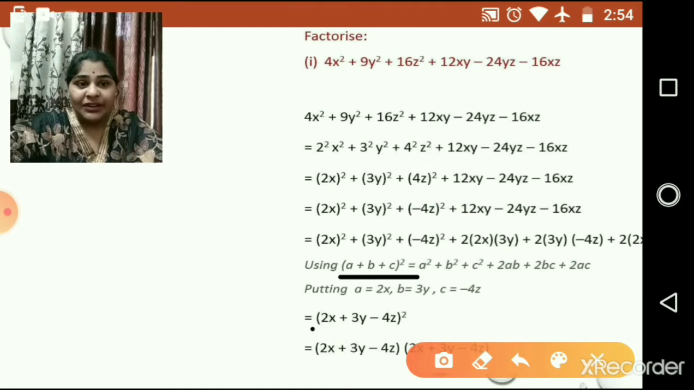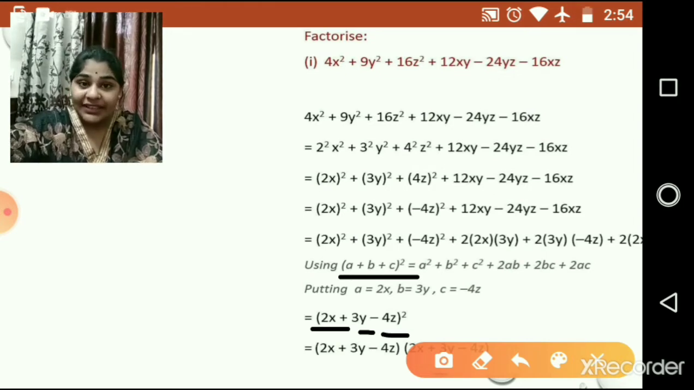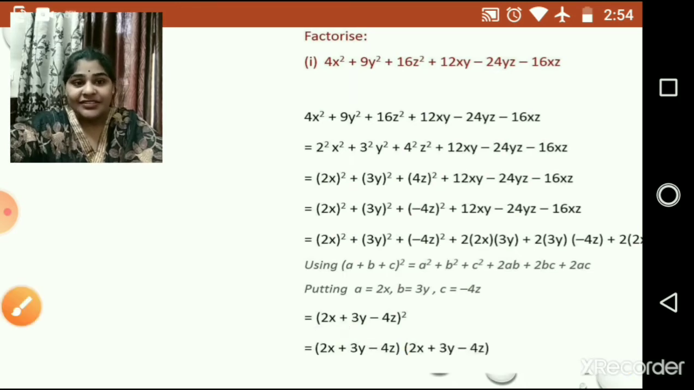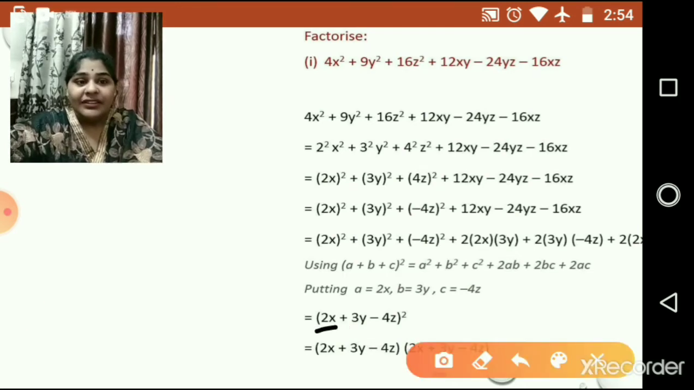a is nothing but 2x, b is nothing but 3y, and c is nothing but minus 4z. The c value is negative 4z. So as it is, negative 4z whole square. Now whole square is nothing but, we got here two factors. This is nothing but this whole square.